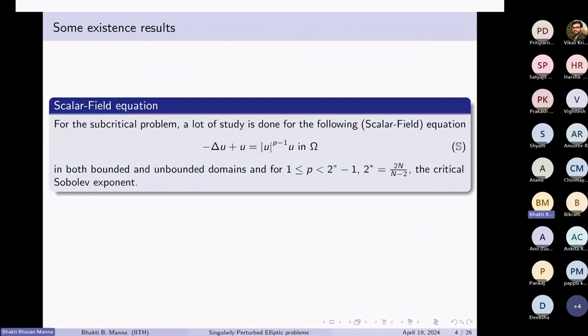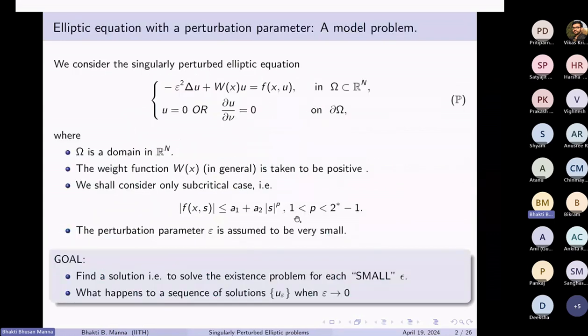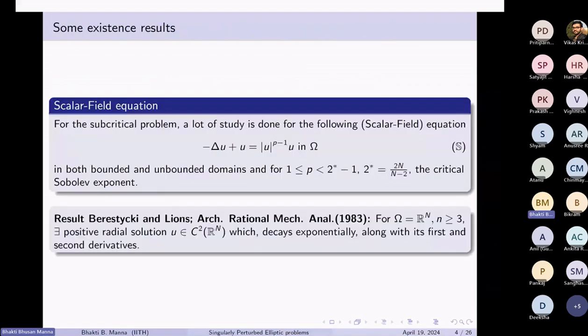So the first equation which was studied in this particular area is the scalar field equation, which is of this form here: W is equal to 1, and your nonlinearity is exactly this type, u to the power p minus 1, what we were talking about here. P can be taken as 2 star in this case, and this was studied by Berestycki and Lions in this paper.